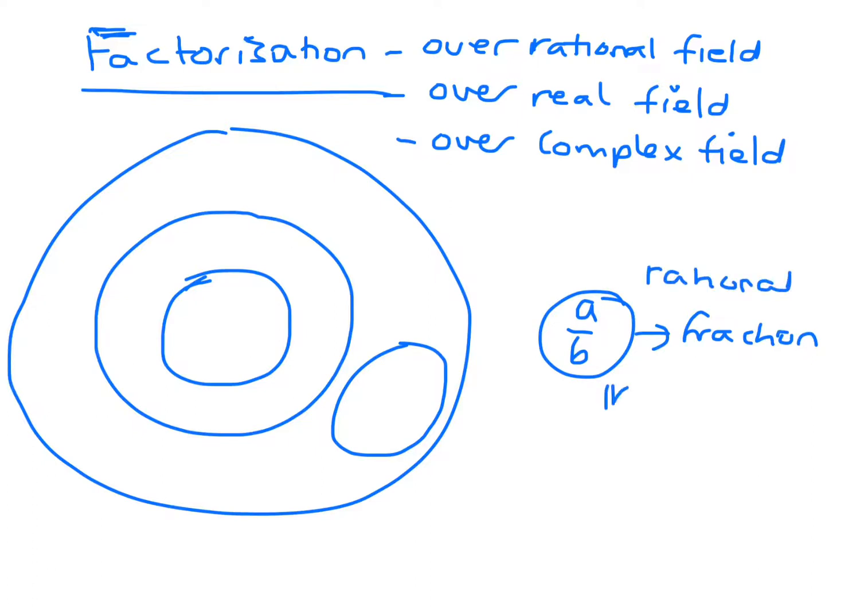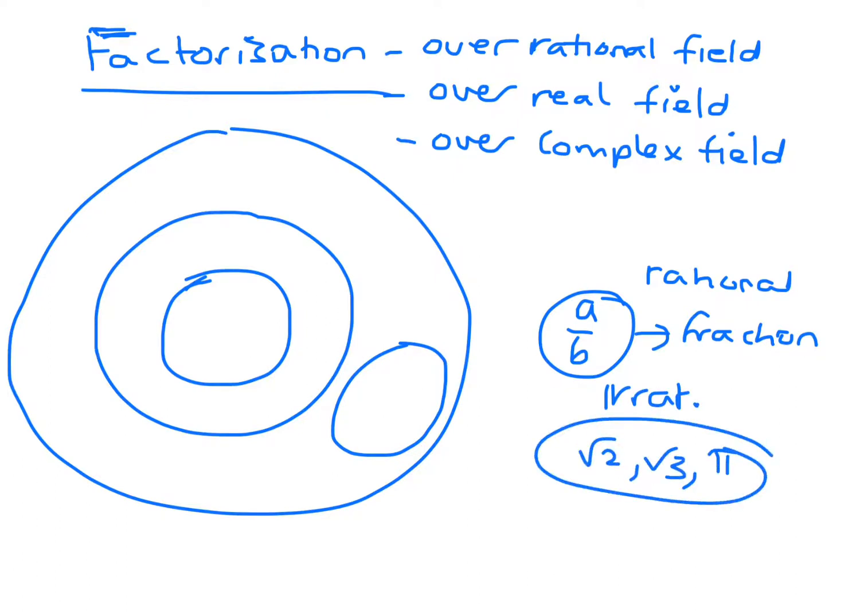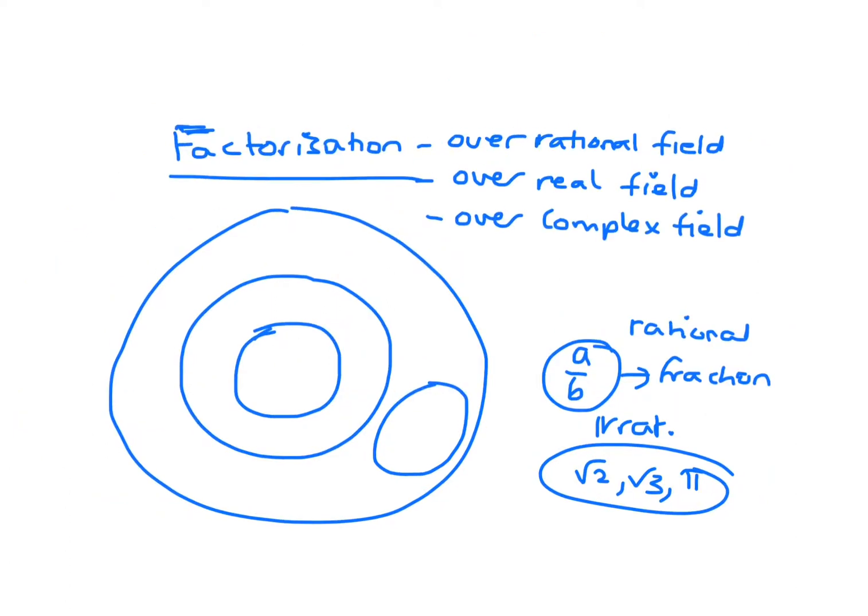Irrational numbers are like root 2, root 3, pi. You can't write those as fractions. They go on forever after the decimal point. They don't repeat, they don't recur.